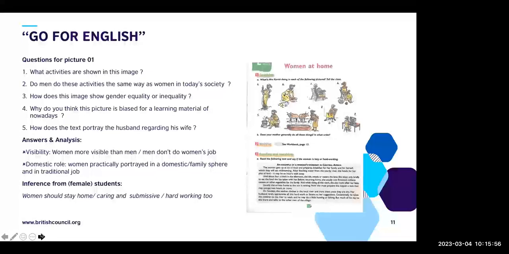Now, a student who is in a class, who is teaching, who is learning with this material could infer that, okay, women should stay at home, that they should be caring, that they should be submissive, or, okay, their lot in life is to work, to do the difficult job. Even when you go through the text, you will realize that the man is not helping in domestic work. He is neither helping in domestic work nor helping with taking care of the baby. So these are things I think that could be corrected, that could be improved in the textbook that we're using.